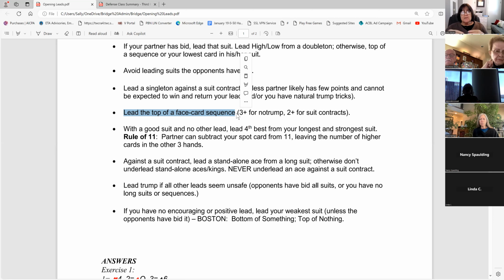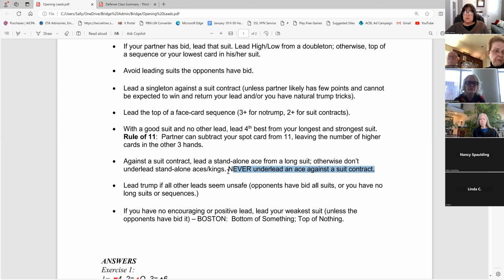Against a suit contract, we can lead a standalone ace from a long suit. Otherwise, we don't underlead aces or kings. We don't like to do that. And we never underlead an ace against a suit contract because the chances of it just developing the opponent's king and/or getting trumped is too high. So never underlead an ace against a suit contract. And if all you have is a suit headed by an ace or a king, it's kind of dangerous to lead that suit. So usually we try to find something else.